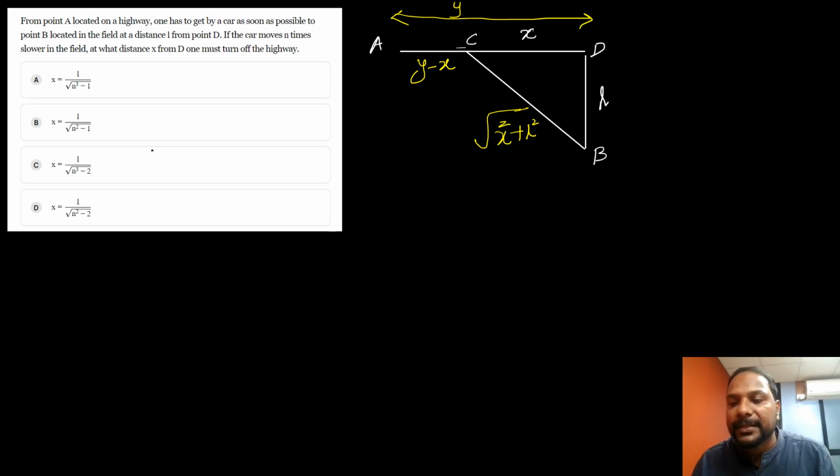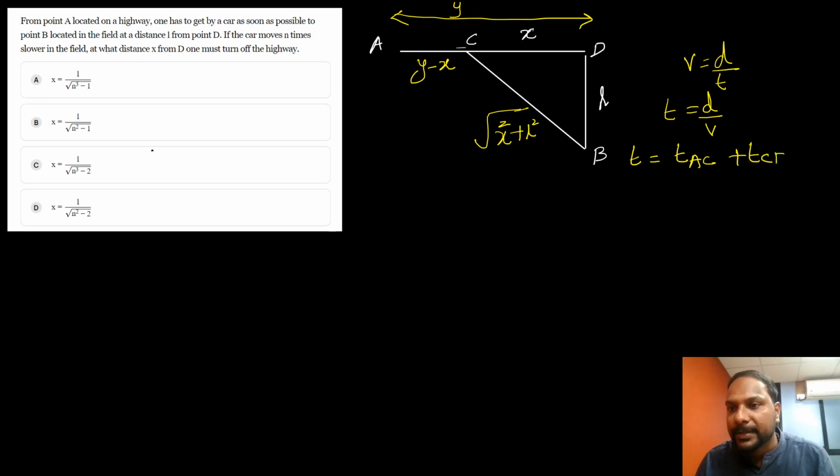So what's the time taken from A to C? We know the formula for velocity: distance by time. So time is nothing but distance by velocity. Can I calculate the total time? So total time is equal to the time taken from A to C plus the time taken from C to B. So what's the time taken from A to C? Distance of AC by velocity.